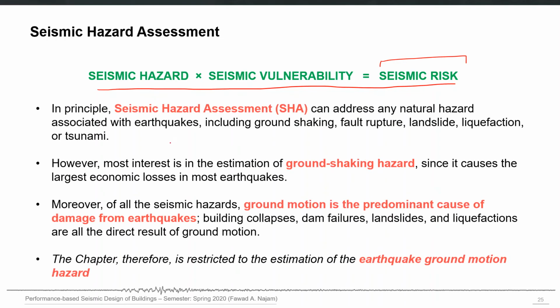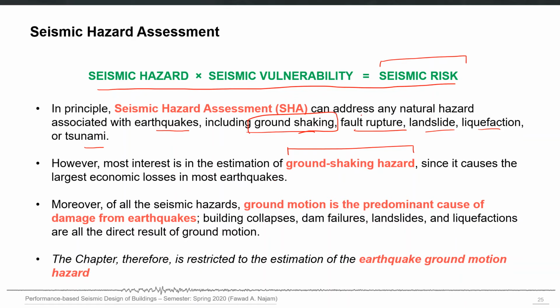In principle, the seismic hazard assessment can address any natural hazard associated with earthquakes. It can include ground shaking, fault rupture, surface rupture, landslide, liquefaction, or tsunami also. However, the most interest is in the estimation of ground shaking hazard, the first hazard which we have studied, since it causes the largest economic losses in most earthquakes.